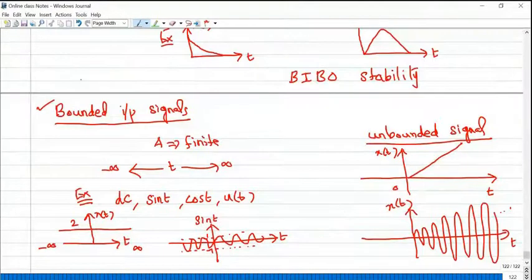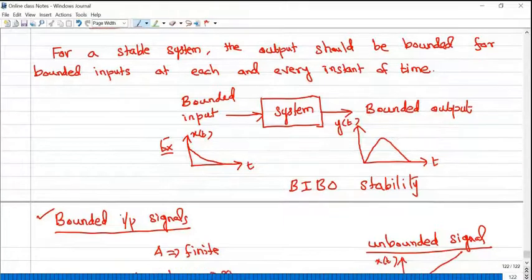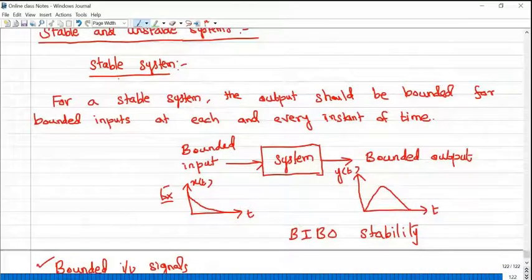Okay. So what do you mean by stability of the system? For a bounded input signal, the system should generate a bounded output signal. Okay. This is the definition for stable system. For unstable system, even though if you are applying bounded input signal, if the system output is unbounded, then it is said to be unstable system.